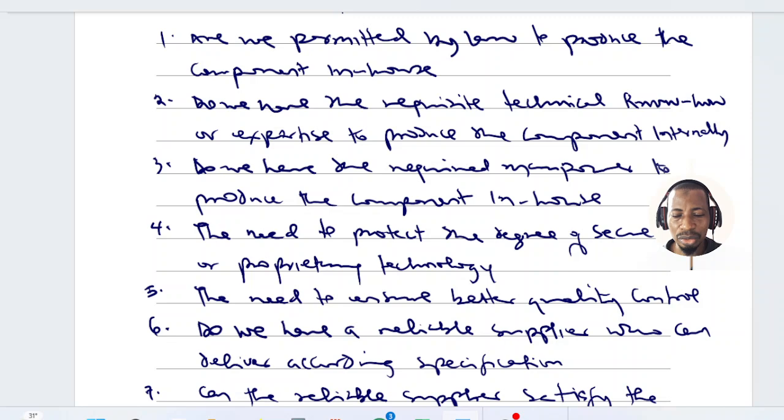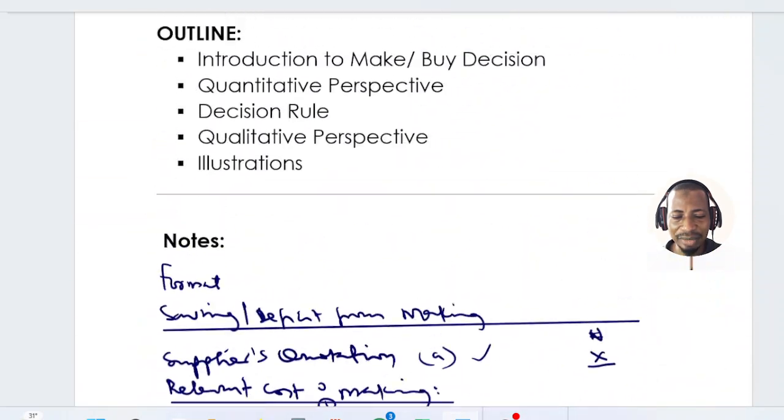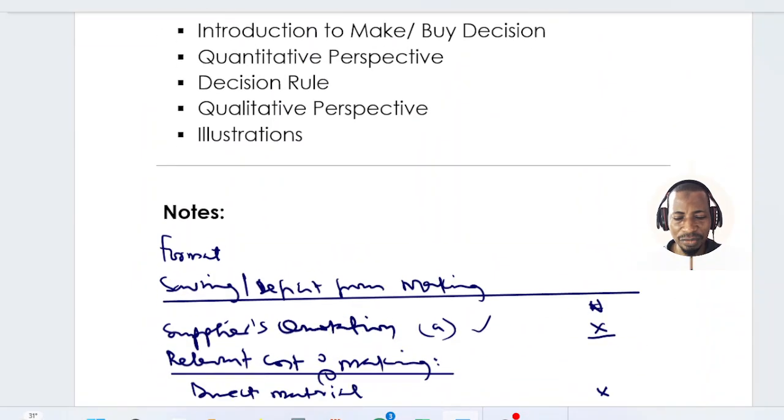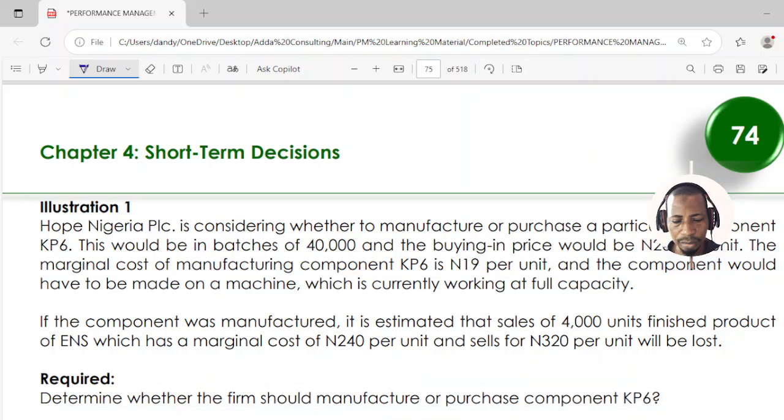All right, so at this point, let's have illustrations. We have covered most of the concepts, so let's have an illustration. Let's solve this question.